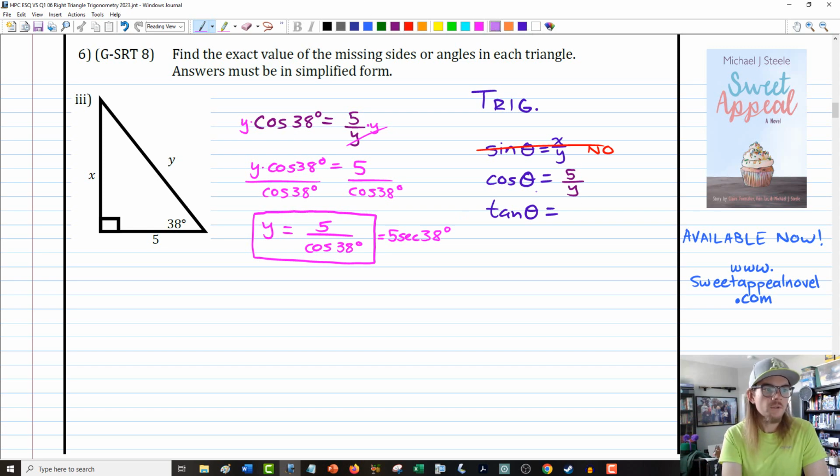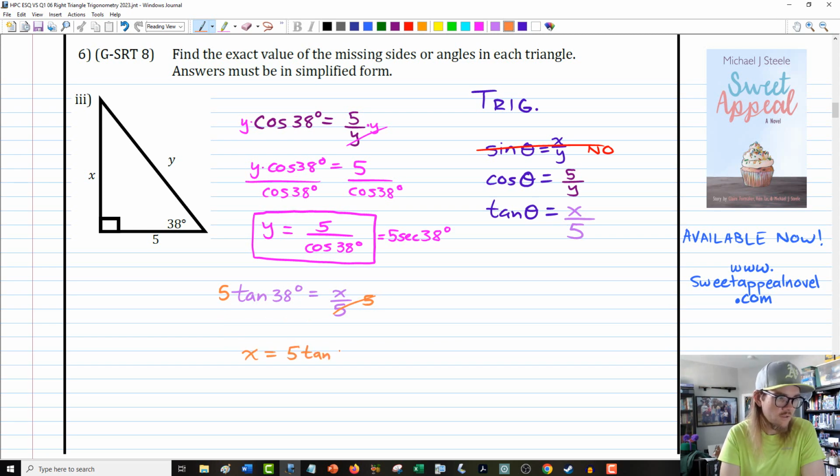So good job on us. We were able to find the value of y using cosine, and I'm betting tangent is going to be helpful in a similar way. Tangent is opposite over adjacent, and relative to 38 degrees, opposite is x and adjacent is 5. Well, this one actually works out even better than the first one. This says that tangent of 38 degrees is going to equal x over 5. We need to solve for x, so let's multiply both sides by 5. Basically, this one's already done then.